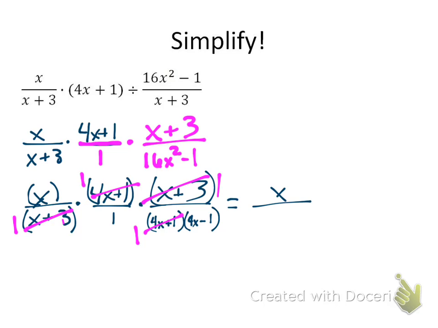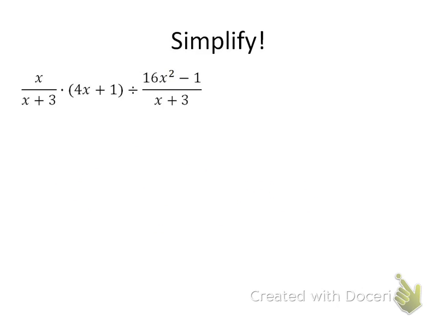I'm left with x in the numerator, 4x minus 1 in the denominator. Again, because this 4x is attached with a subtraction sign on its right side, I cannot undo this. I'm left with x over 4x minus 1.